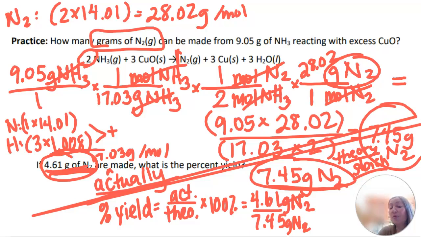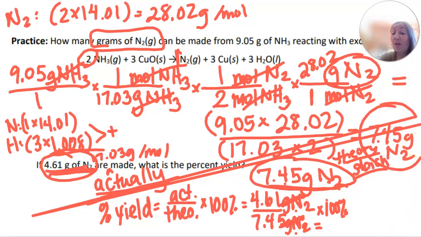Really encourage you to put those units and make sure they cancel, because sometimes you can catch if you are setting up a percent yield problem incorrectly because one of the units, the grams or the compound, might not match up. So we've got grams of N2 over grams of N2. We're in good shape. So 4.61 divided by 7.45 times 100%. And when you put all of that in your calculator, I know I'm almost out of room. Suppose I could move me here.